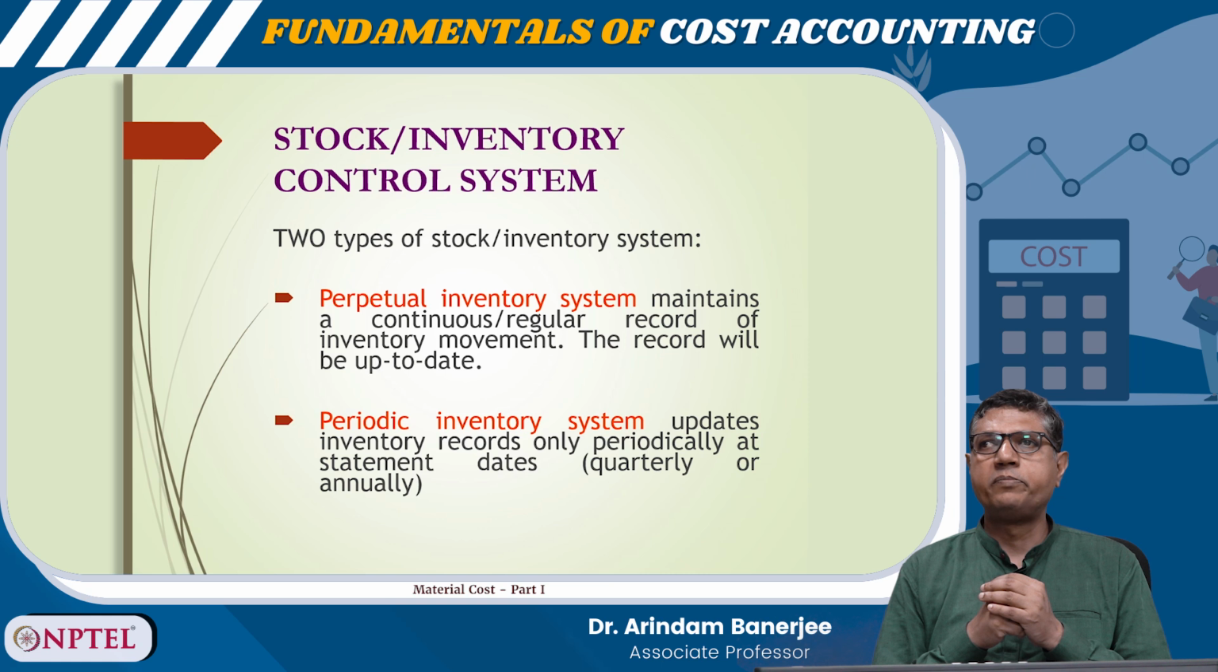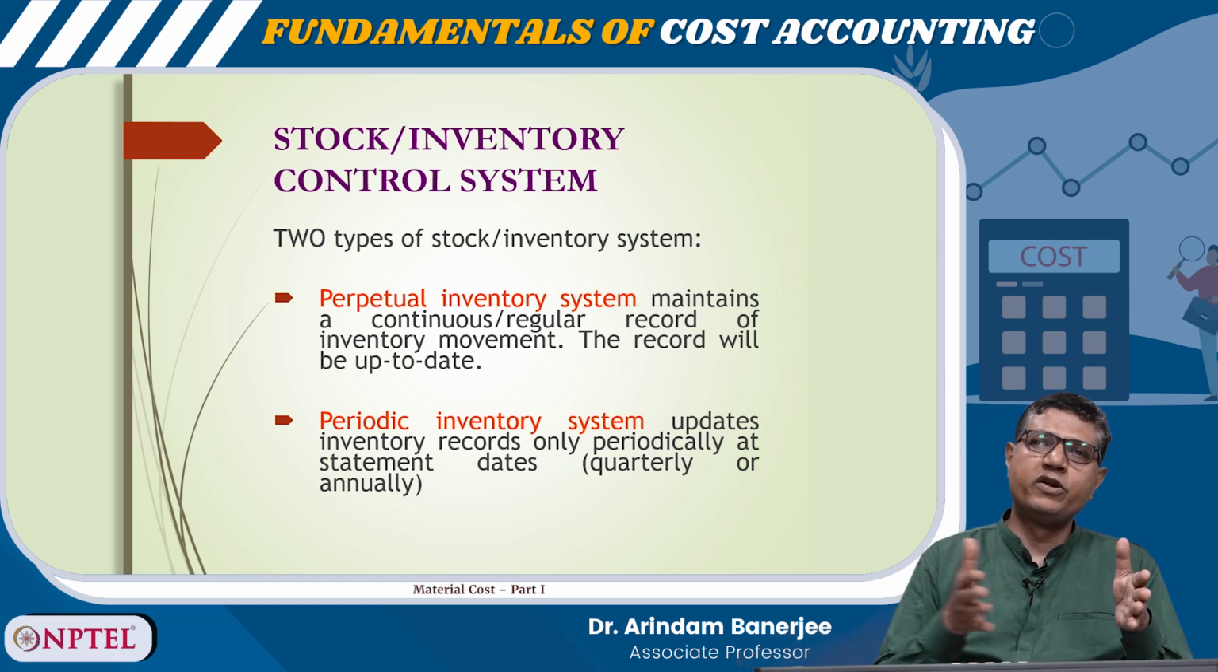First one is the perpetual inventory system. What is perpetual inventory system? It maintains a continuous and regular record of inventory movement. The record is to be up to date, right. So, continuously they keep on maintaining the records, and periodic inventory system updates the inventory records only periodically at statement.